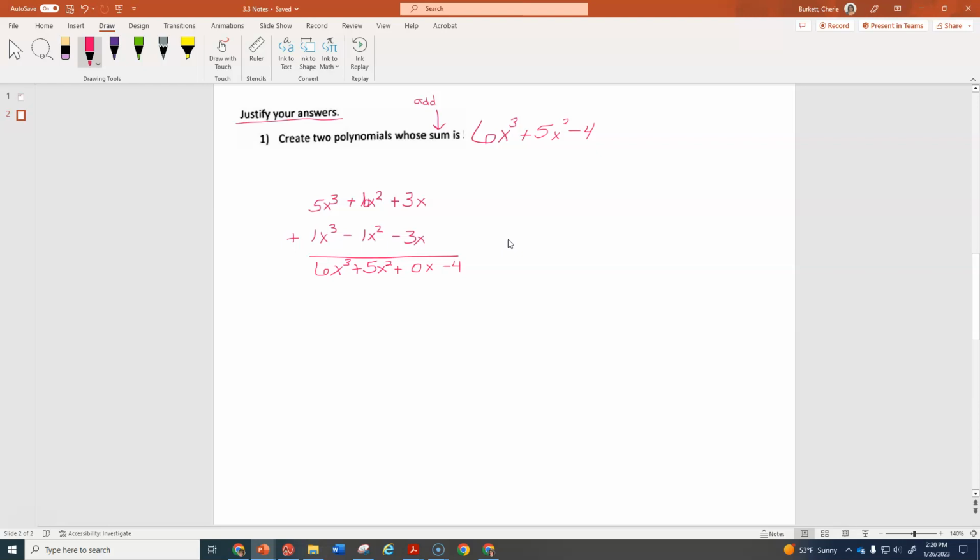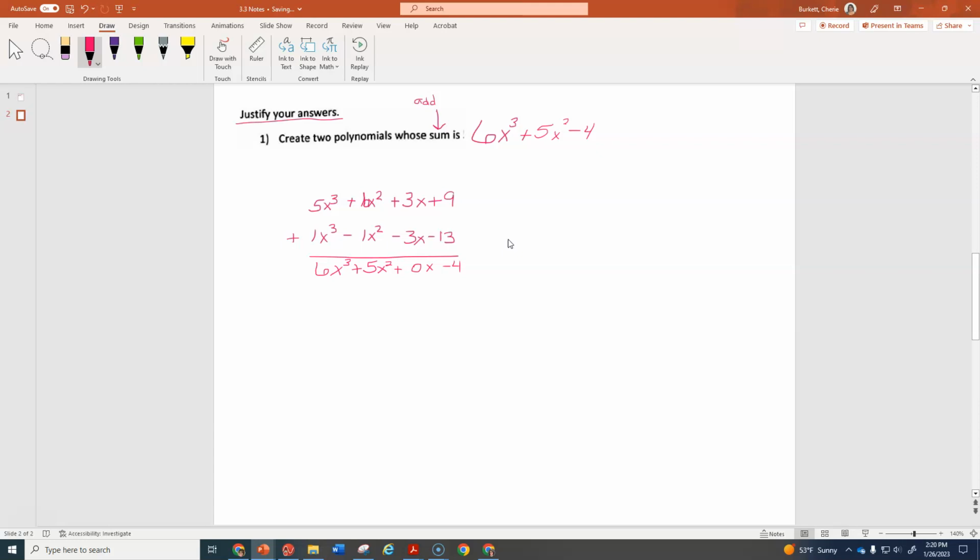I need to end up with a negative 4. So let's do a positive 9, let's say, and a negative. If I take 9 away from, I gotta have 4 left. 4 plus, I need it to be bigger, 13.